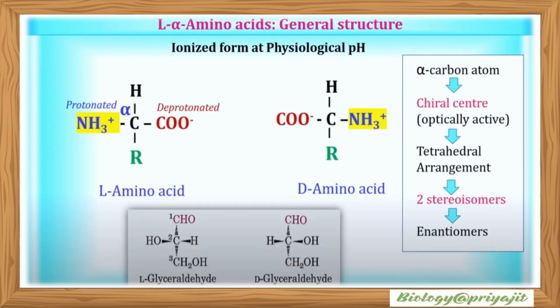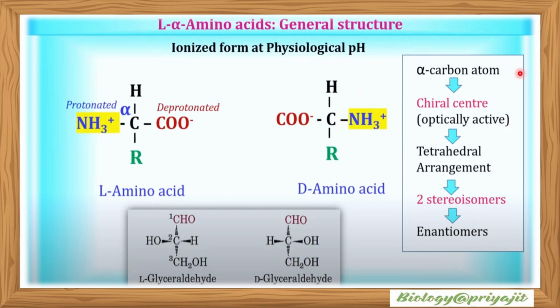L alpha amino acid general structure: they can be in ionized form at physiological pH, that is, the L amino acid, where NH3+ is the protonated form, and COO- is the deprotonated form. Here this is the D amino acid, this is the protonated form.